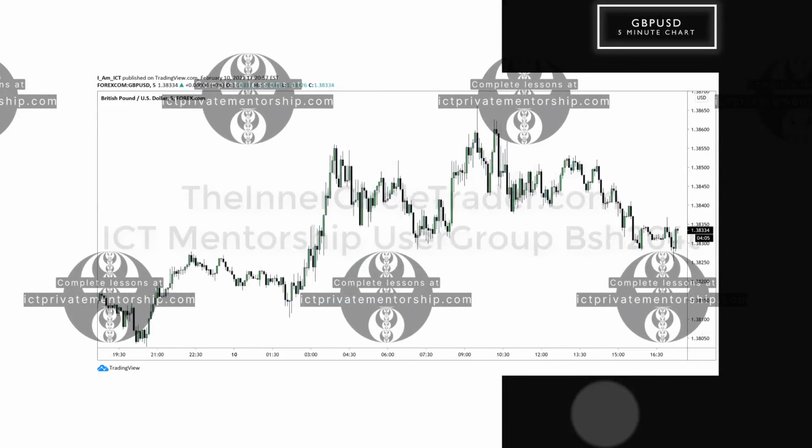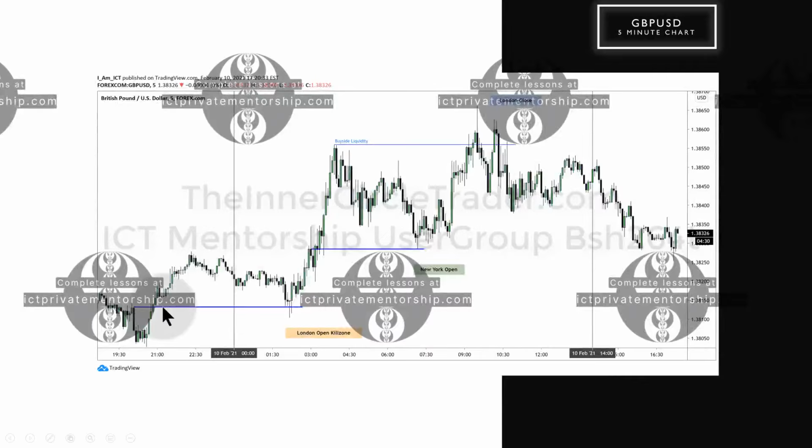5-minute chart on British pound. Okay, London open. Optimal trade entry here. Small little imbalance order block. These two consecutive down close candles are the order block. Lowest most down close candle and any previous down close candles that are consecutive. That makes the entire order block.